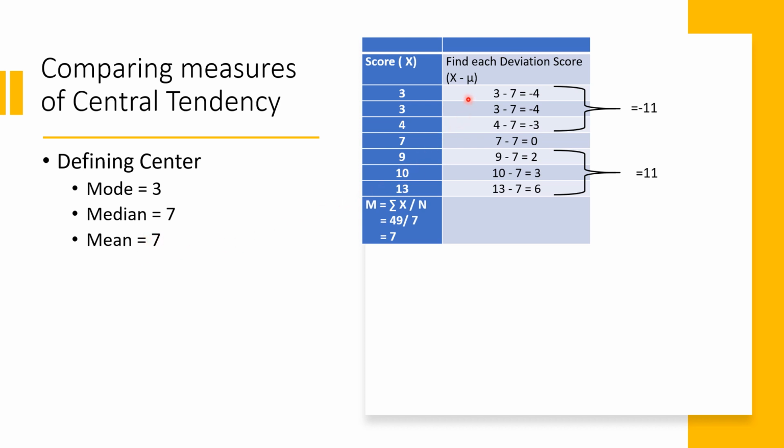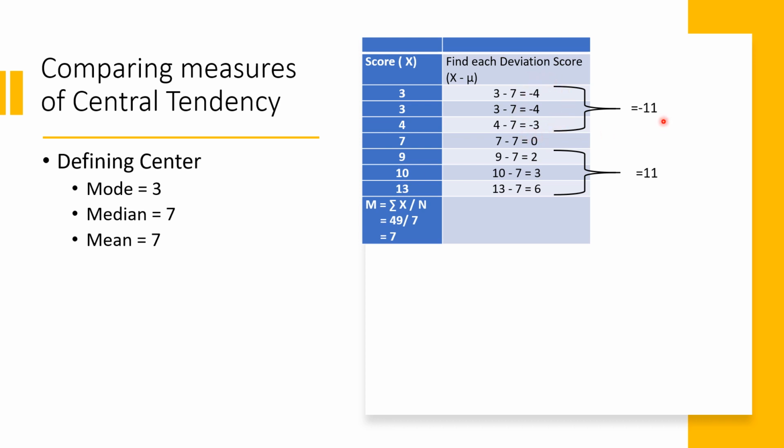So what's a deviation score? A deviation score is the distance of a score from the mean of the distribution. So the mean of the distribution is 7. 3 is -4 away. This 3 is also -4 away. This 4 is -3 away. 7 is, of course, right on the mean, so it's 0 away. 9 is +2 away. 10 is +3, and 13 is +6.